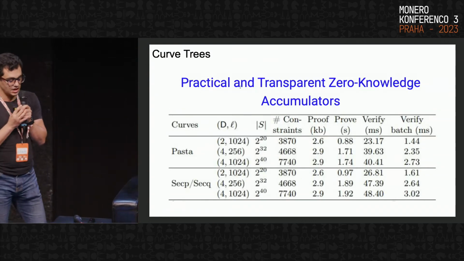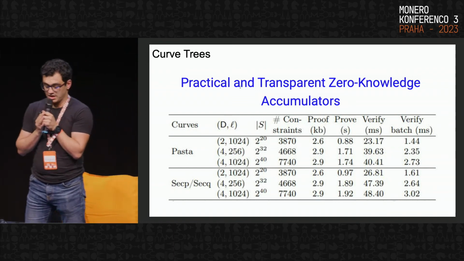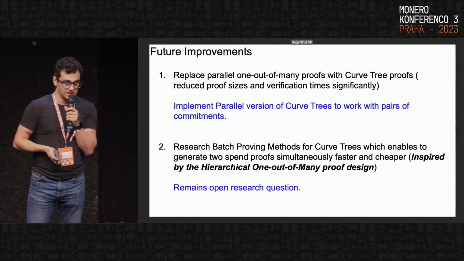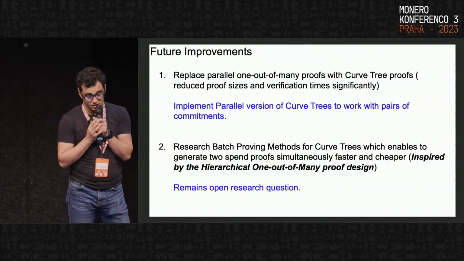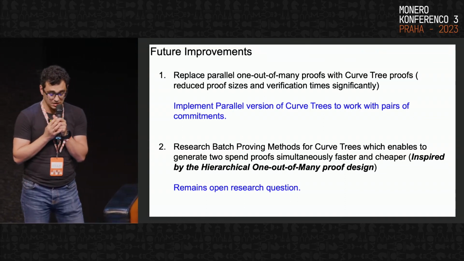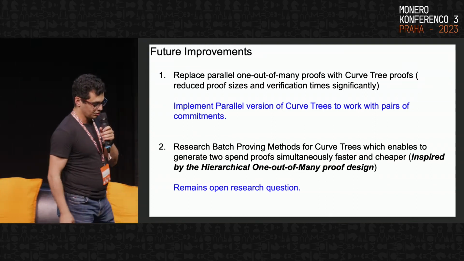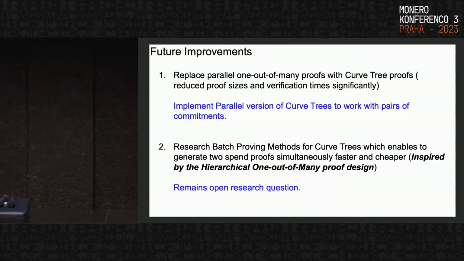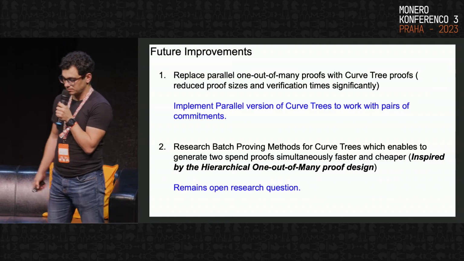Curve trees are very efficient membership proofs, and we hope that they can be used as a replacement for one-out-of-many proofs, as long as we find a way to implement a parallel version of curve trees so that it can work with pairs of commitments, or we figure out how to engineer the structure of our coins in order to work with regular curve trees.